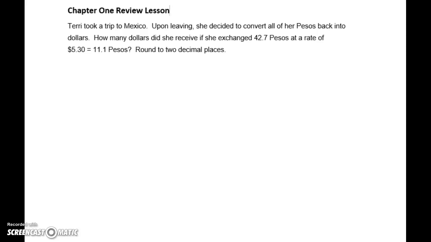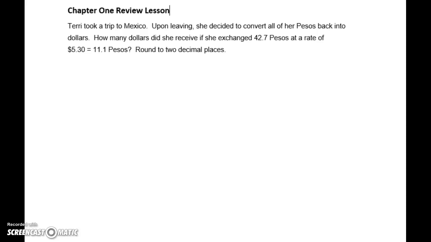So our first step to tackling a word problem is to first read it. Terry took a trip to Mexico. Upon leaving, she decided to convert all of her pesos back into dollars. How many dollars did she receive if she exchanged 42.7 pesos at a rate of $5.30, which is equal to 11.1 pesos? And they want us to round to 2 decimal places.